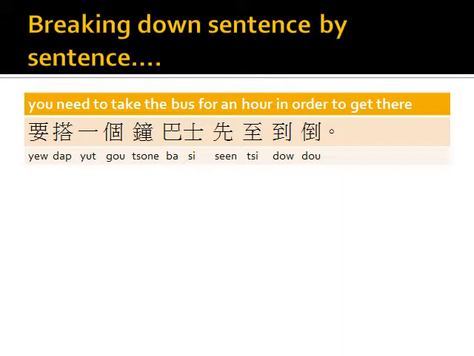Okay, in this sentence in Cantonese, it reads 要搭一個鐘巴士先至到. In English, it will translate to "you need to take the bus for an hour in order to get there." Okay, so let's analyze this sentence a bit. You would probably know what basi means, right? You probably have seen it before. Yiu in Cantonese means need. You already know that. Da is to get on, right? Get on to a bus or an airplane or train.